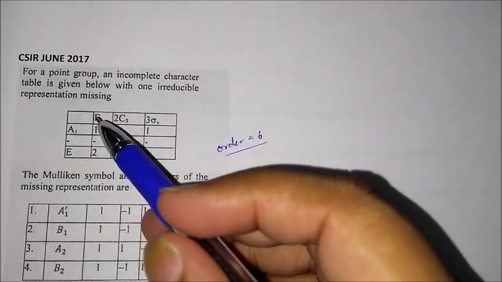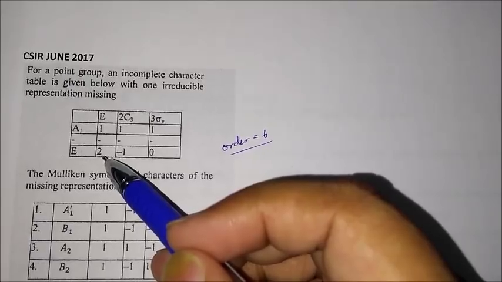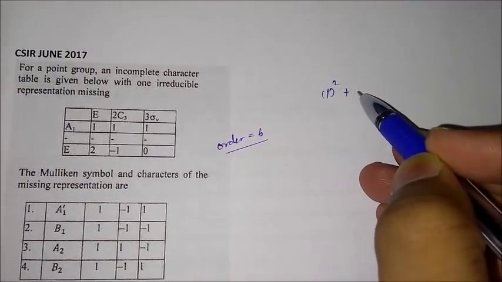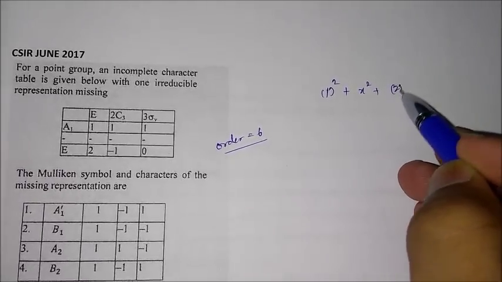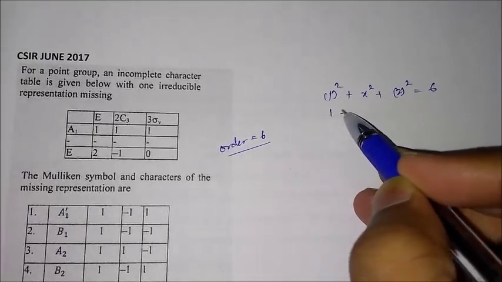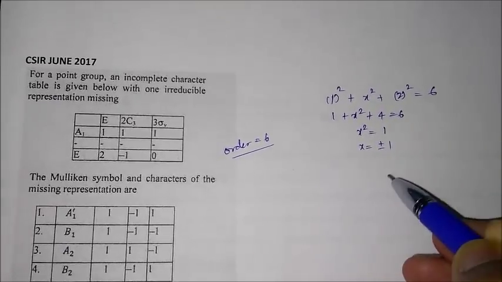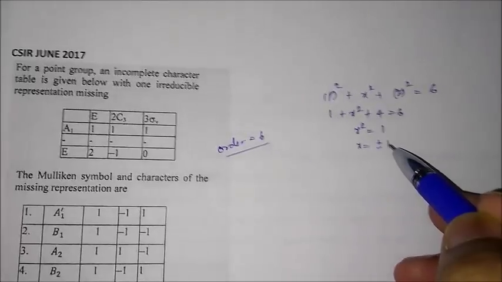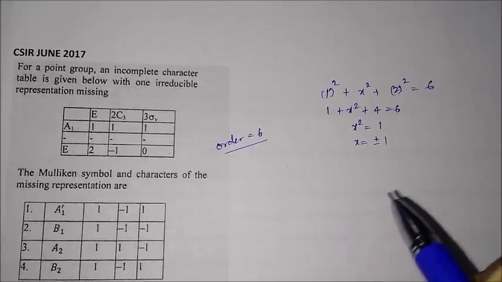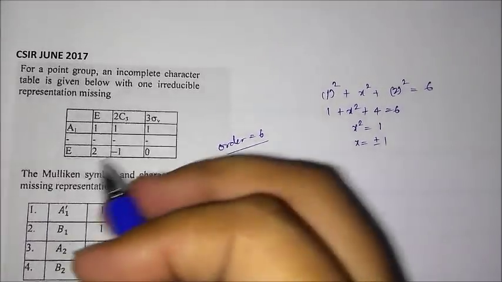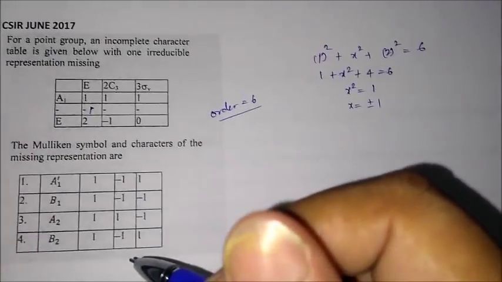Now rule number 2 says that the sum of the squares of the values under E will give you the order. That means 1 squared plus, let's say we don't know that, the square of that term means x squared. Let's take x plus 2 squared is equal to 6. So 1 plus x squared plus 4 is equal to 6. x squared is equal to 1. So x can be plus or minus 1. Now one more thing you should know is that the value under E cannot be negative. So it cannot be minus 1, it should be plus 1. So here what we have got is 1. In all the options we have 1, so it doesn't help much.